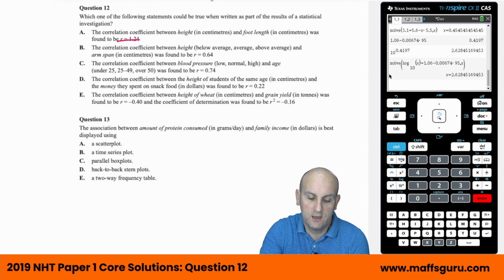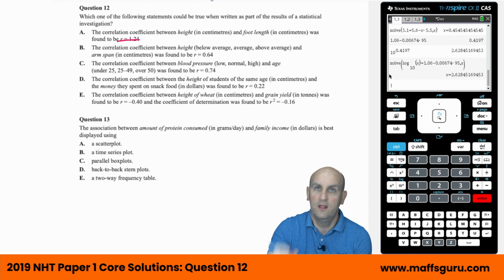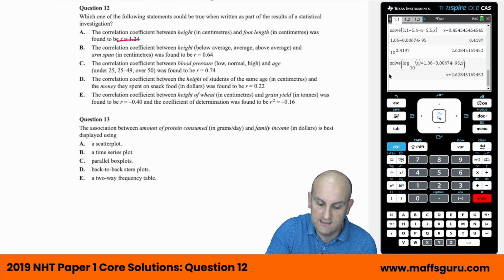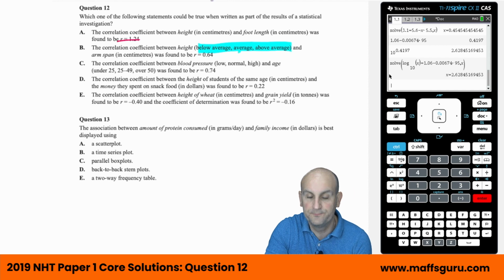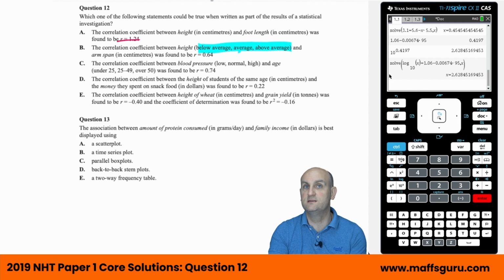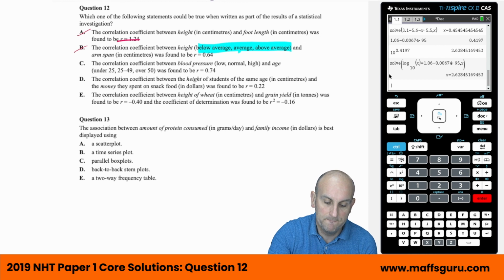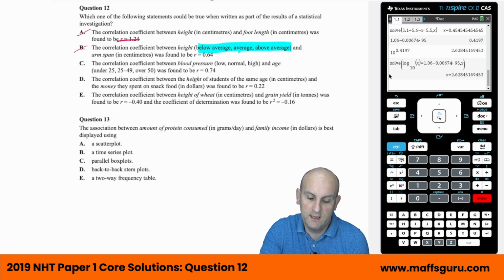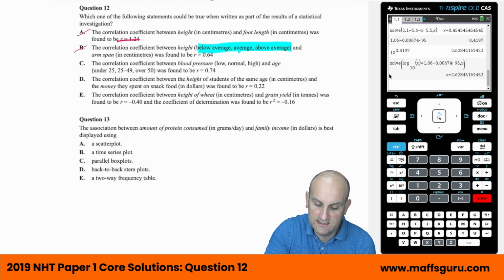The correlation coefficient between height and arm span in centimeters was found to be that. Again, they're tricking you there because these things there are actually not numerical. And so you can only get a correlation coefficient and do a line of best fit or regression analysis between two numerical values. So that's rubbish as well. So A is rubbish, B is rubbish. The correlation coefficient between blood pressure, low, normal and high, and age was found to be that. And again, you can't find an R value unless both of them are numerical. All right, and so because this here is categorical and that there is categorical, C is also not the answer.